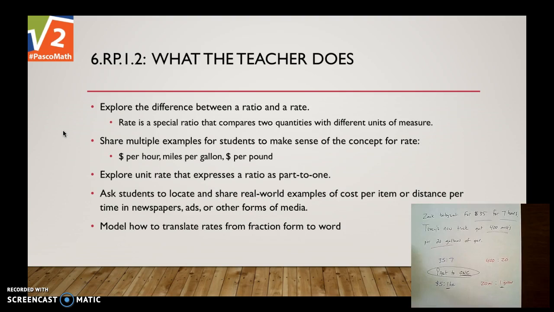We also should ask students to locate and share real-world examples of costs per item or distance per time. They can use things like newspapers, ads, other forms of media to find a lot of examples of unit rate. Also model how to translate rates from fraction form to word form.